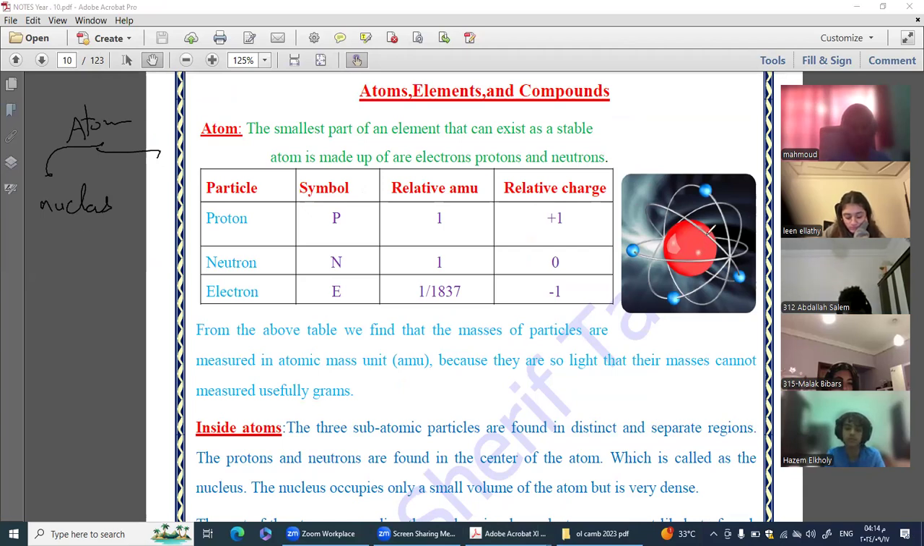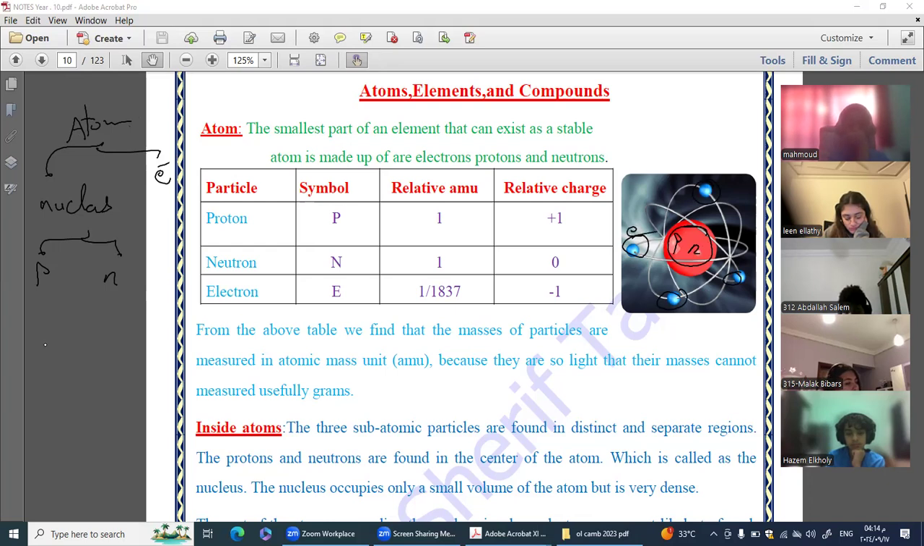Nucleus that contains protons and neutrons. Revolves around them electrons. So the atom consists of nucleus that contains protons and neutrons, revolves around them electrons.